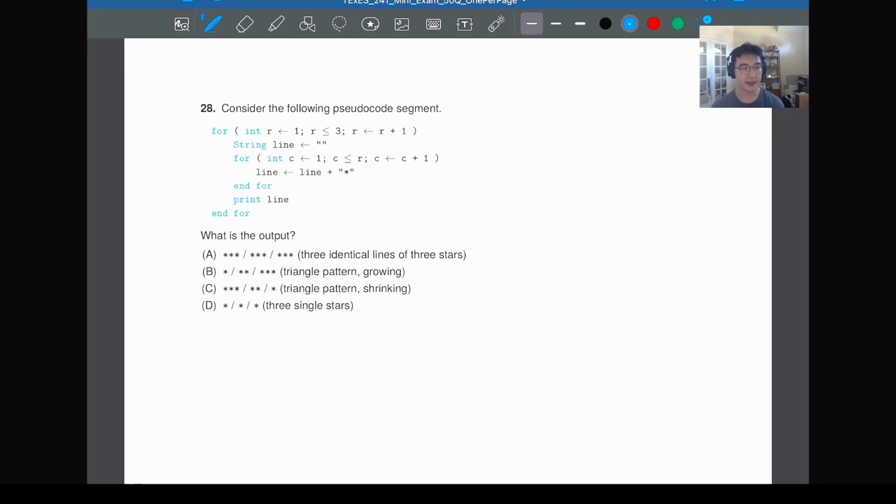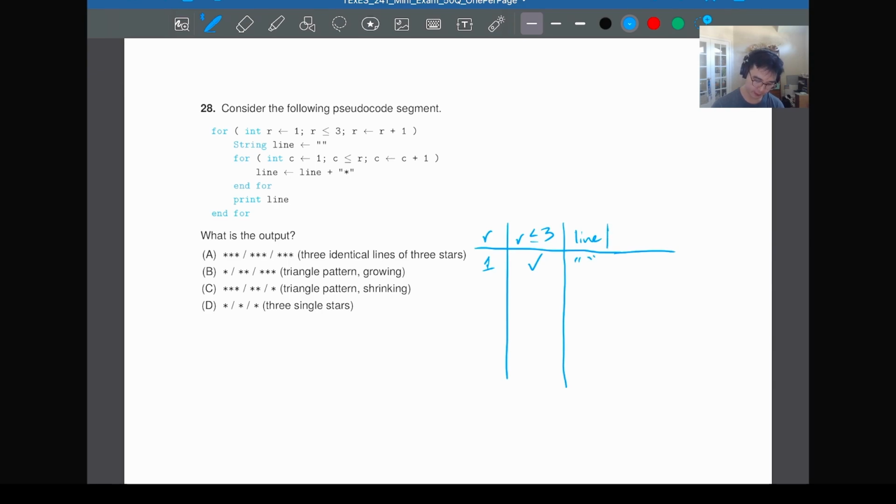All right, question 28. Consider the following pseudocode segment. So we have some for loops, nested for loops, a for loop inside a for loop, and it's asking us what is the output. So let's go ahead and draw my table. I have R, and I might have my condition just to make sure I'm checking it. So for R is 1, is 1 less than or equal to 3? That's true. And now I have my string line, and it's currently a blank string.